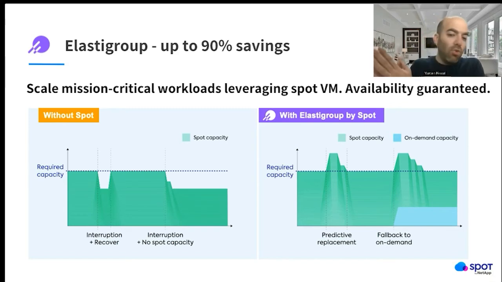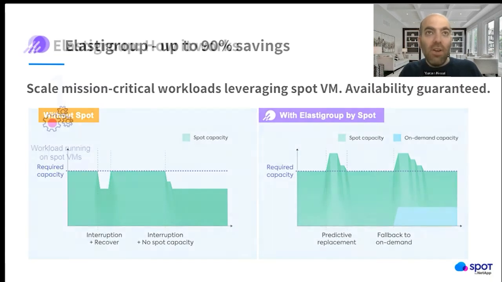With Elastigroup, you can make sure you will get the required capacity at all times. We are using, as we will see in a second, predictive models to replace a VM that is likely to get terminated, or we fall back to an on-demand VM in case there is no spot capacity available. But let's see how Elastigroup really works to achieve this required capacity at all times.